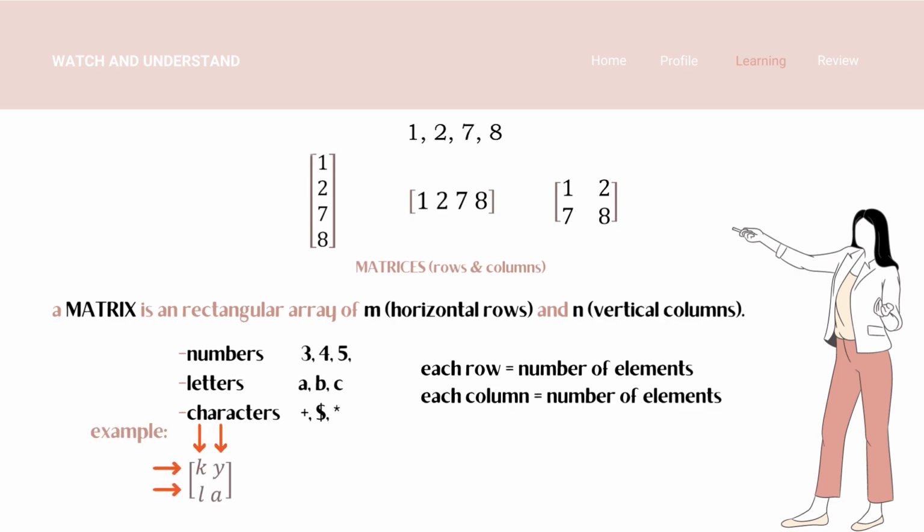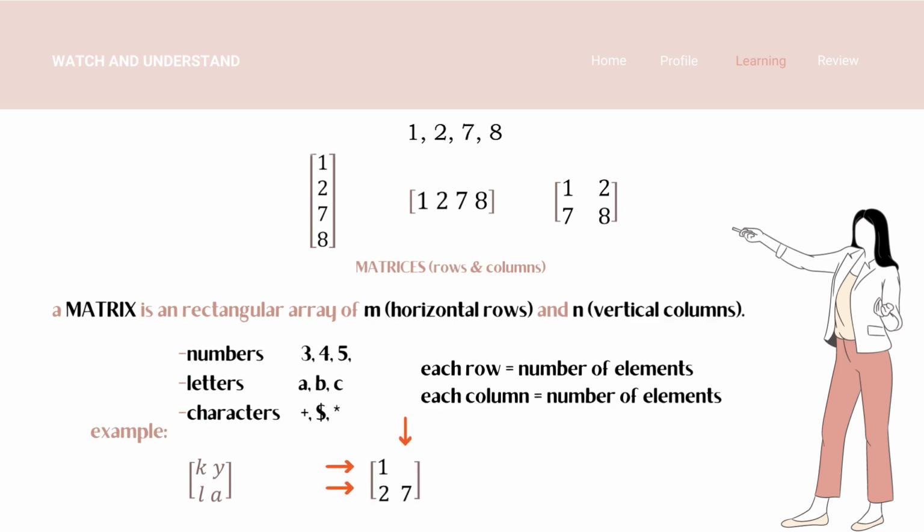Now here are some examples. Elements K and Y in the first row and elements L and A in the second row. It is a rectangular arrangement because each row has 2 elements and each column has 2 elements, so it is a matrix. What about this one with 3 elements?